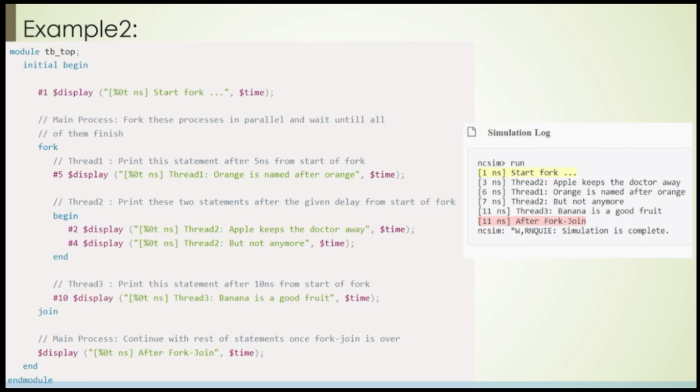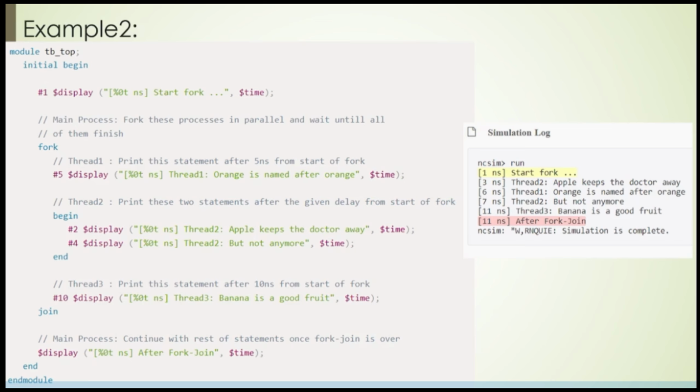So in today's session we are going to talk about fork join. In the previous session we have already talked about what fork join is and have also given you some examples of fork join. So what we are going to do today is talk about fork join any.